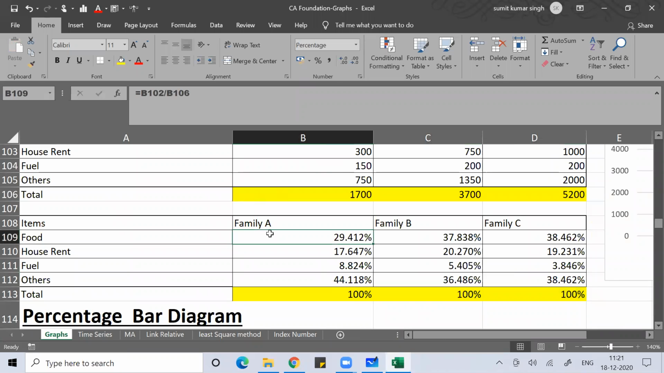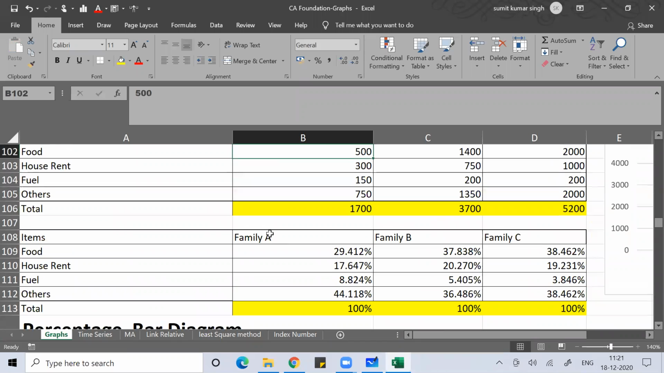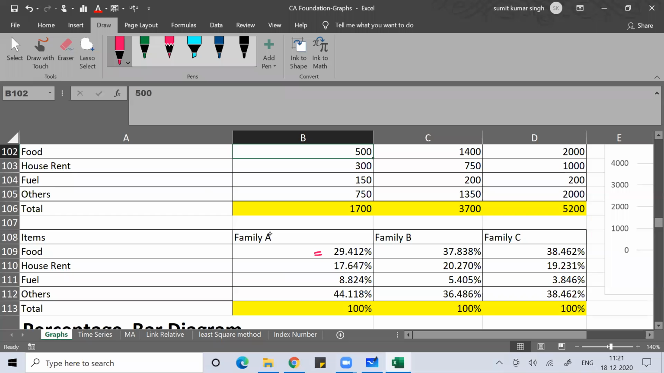I hope everyone understands how to get the percentage value. This is 500 divided by 1700 into 100. This is 300 divided by 1700 into 100. This is 150 divided by 1700 into 100, which is 8 point some percent. This is 750 divided by 1700 into 100, and you get 44 point something.